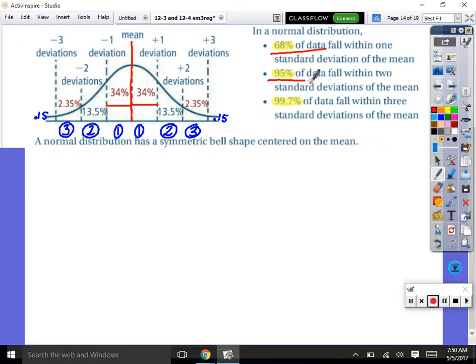Now 95% of the data will fall within 2 standard deviations of the mean. So almost all of it will fall within at least 2 standard deviations. Grab your calculator, we're going to do 95 minus 68. How much is left over? Because we already know this is 68, it's 27, and then it's divided by 2. That leaves me right here: 13.5% will fall within 2 standard deviations above, and 13.5% will fall within 2 standard deviations below.